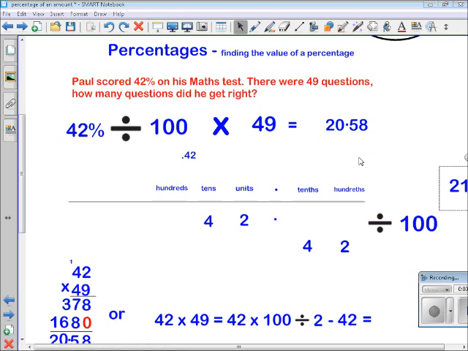Now at this stage I could leave that as a final answer, but in this particular question it doesn't make any sense, because we're asked how many questions he got right. Well, you can't get 20.58 questions right, can you? So because it's 20.58, really we can round that up to 21. So to answer our question, if Paul scored 42% on his maths test and there were 49 questions, he must have got 21 questions right.